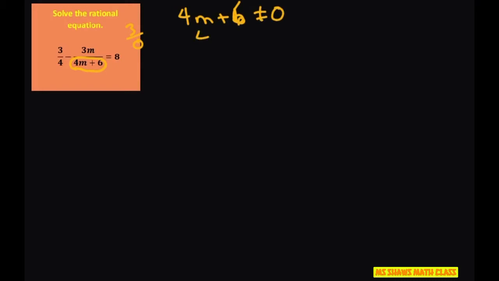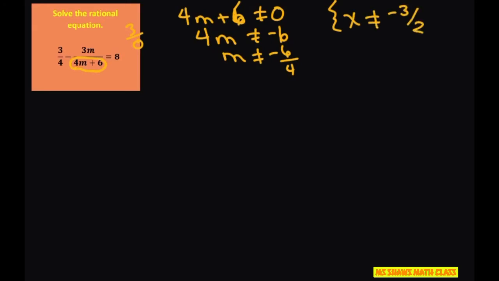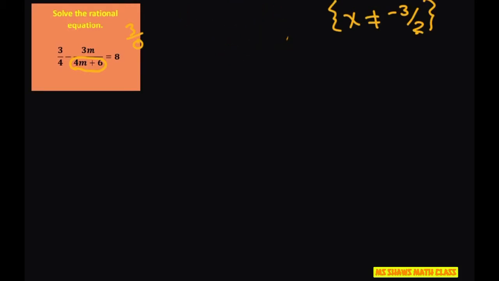So go ahead and solve for m. It can equal this, and divide both sides by 4, which is the same as, so we're going to say m cannot be negative 3/2. I just reduced that. So just make sure if we get this solution, we have to disregard it. Can't divide by 0. All right.